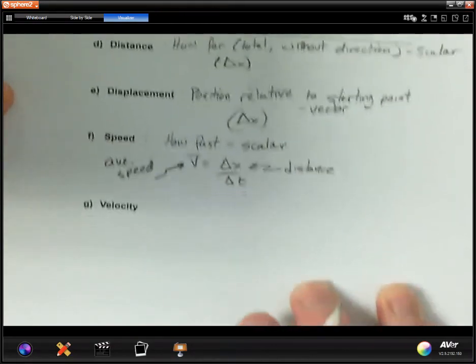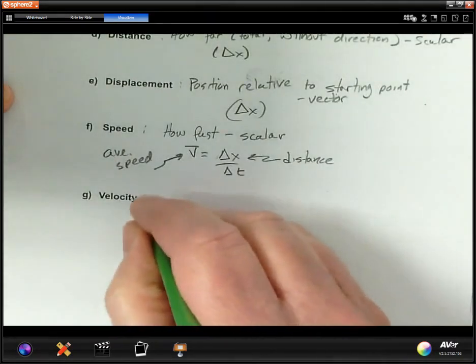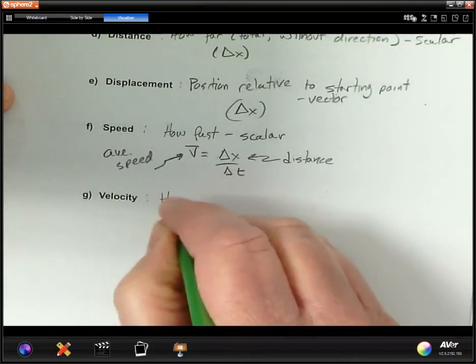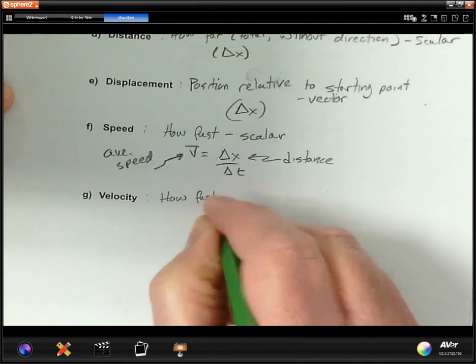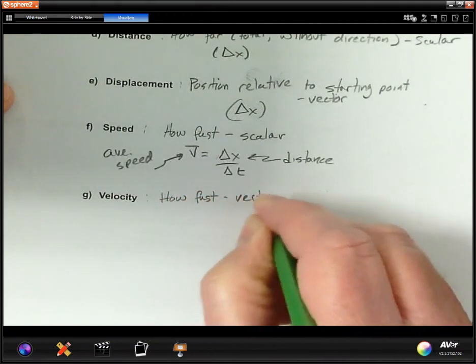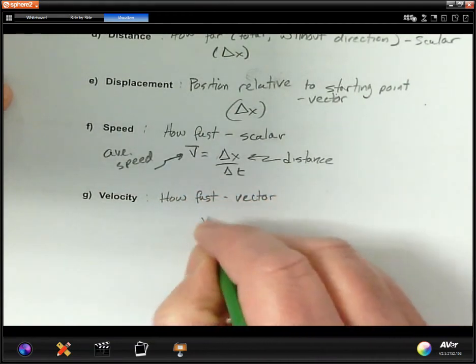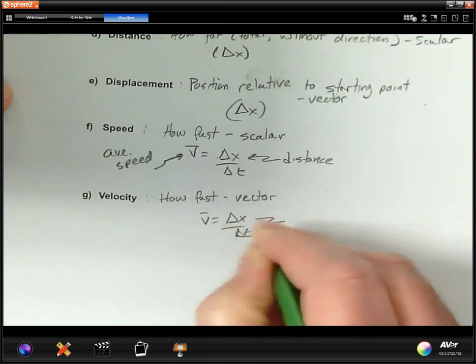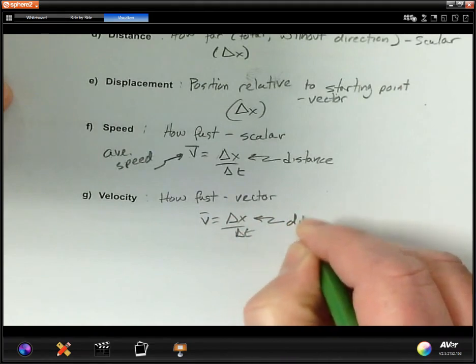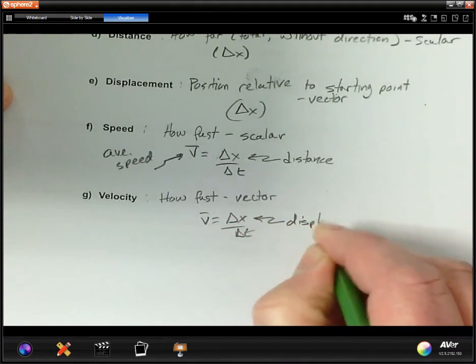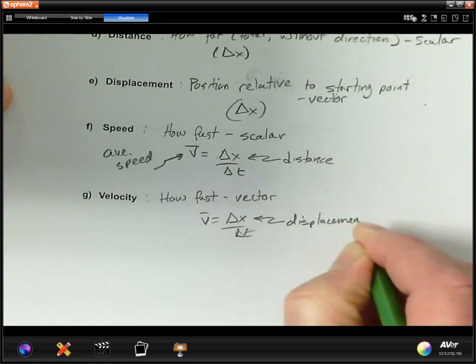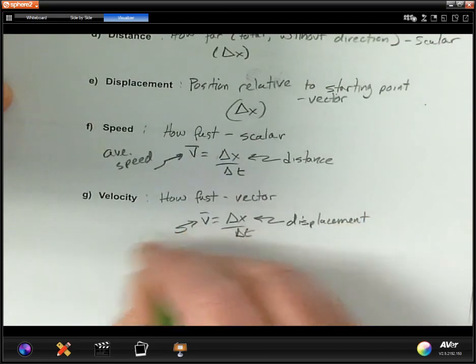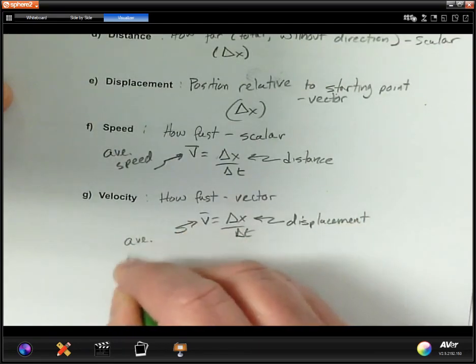And then our last definition is going to be velocity. This is how fast, but it's a vector. It has direction. We're going to use the same equation, but this time for delta x, we're going to use displacement. And this is going to be average velocity.